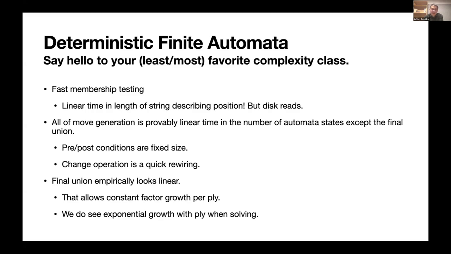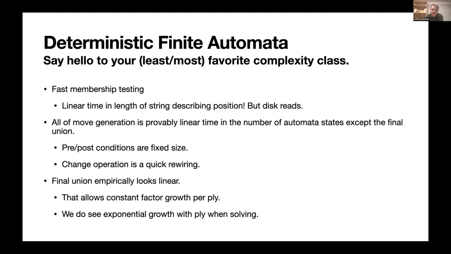Even if it was proven linear, it does allow constant factor growth per ply, so we're not getting some magical fix breaking all our exponential time proofs on certain games like chess. We do see exponential growth in the ply when we solve using these techniques. But these DFAs can be exponentially smaller than the sets that they represent. We don't see that shrinkage in general, but they have good compression algorithms that are essentially classic computer science results. And in practice, we see small polynomial sizes using these finite automata.